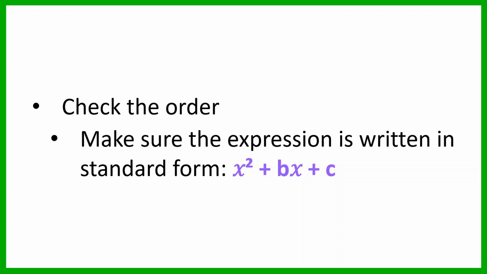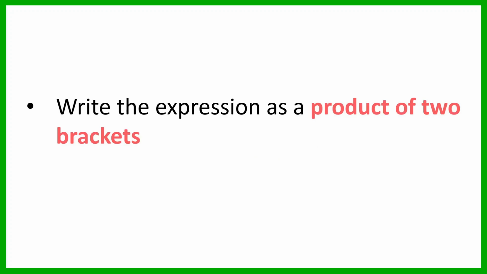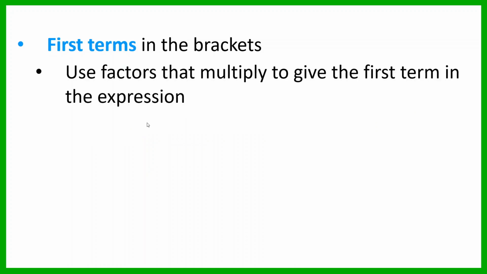Once you've got the terms in the correct order, you then need to write that expression as a product of two brackets like this. So x squared plus bx plus c is equal to two brackets that are multiplied together. To find out what the terms are going to be in those brackets, the first terms in the brackets need to be factors that multiply together to give the first term in the expression.